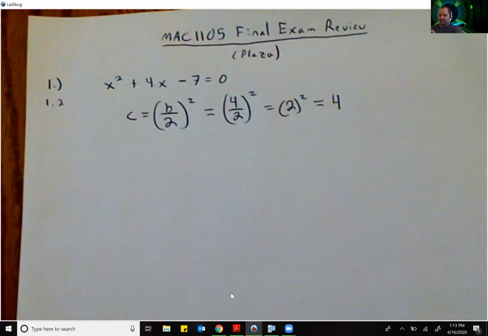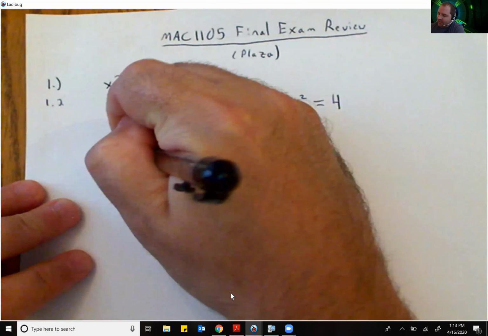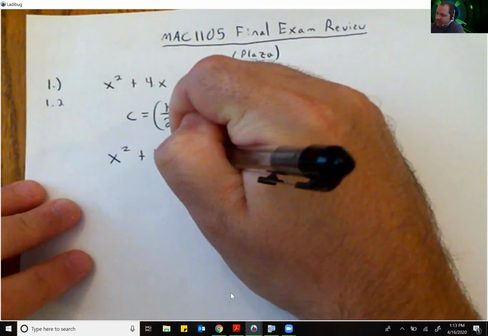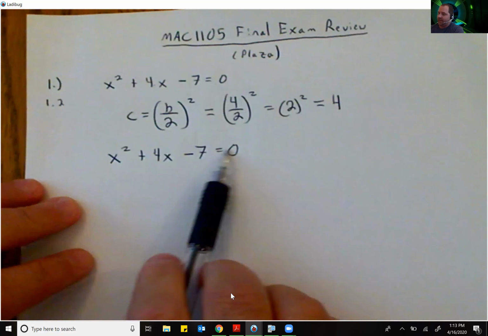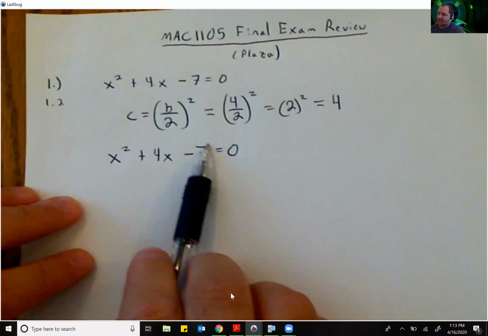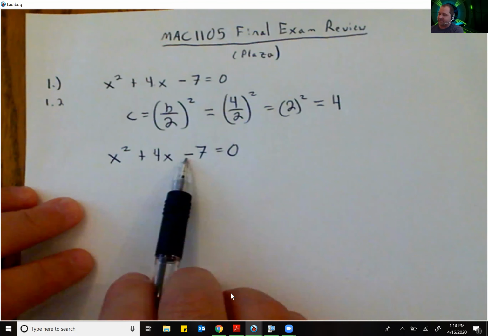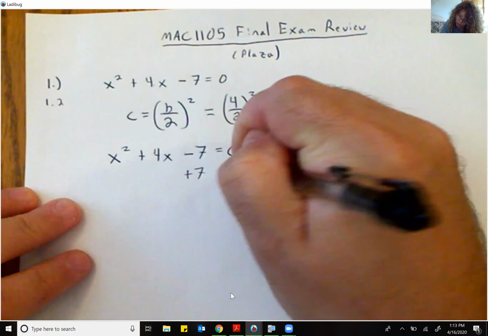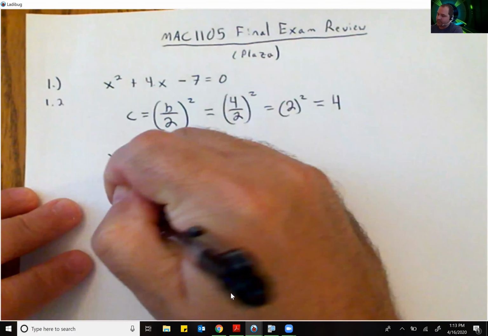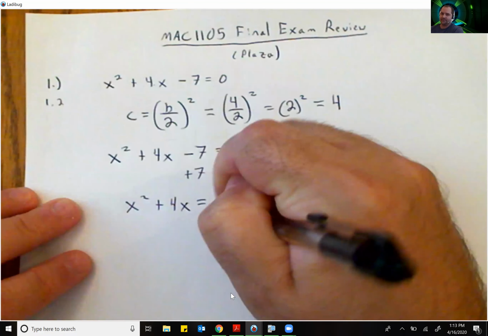All right, now we're going to take this and start turning this into a quadratic that is factorable. In order to do that, we need to move this -7 to the other side. So how do I get rid of a -7? Add 7. You got it. So x squared plus 4x is equal to 7.